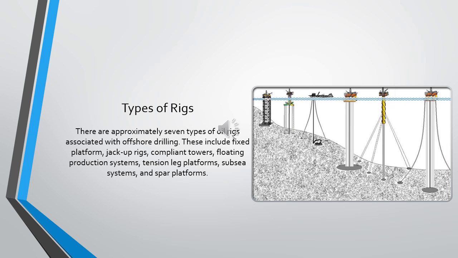Types of rigs. There are approximately 7 types of oil rigs associated with offshore drilling. These include fixed platforms, jack-up rigs, compliant towers, floating production systems, tension leg platforms, subsea systems, and spar platforms.